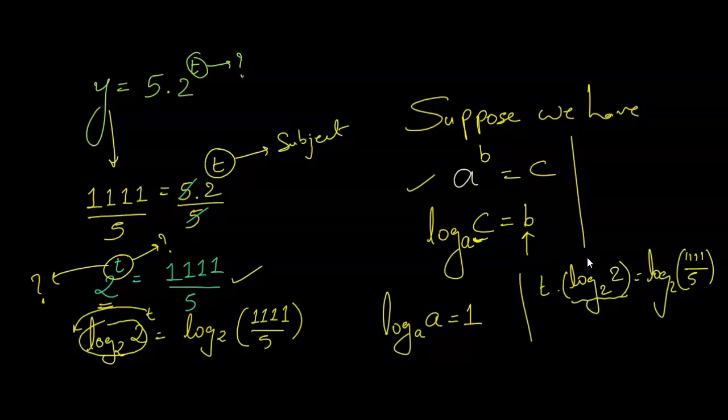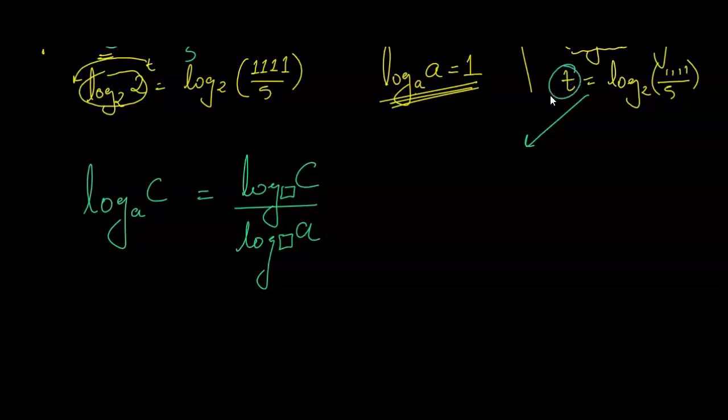This simplifies to 1. You can see over here that log of a to the base a equals 1. So t equals log of 1111 upon 5 to the base 2.